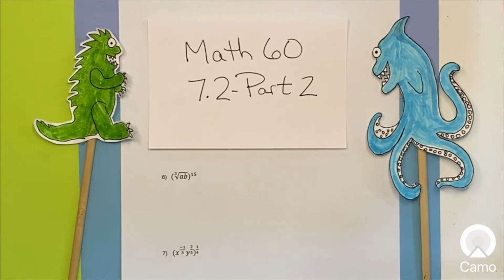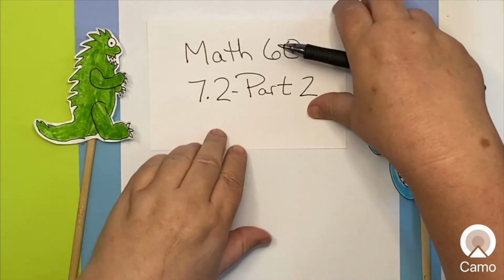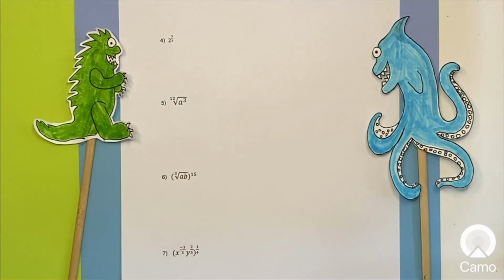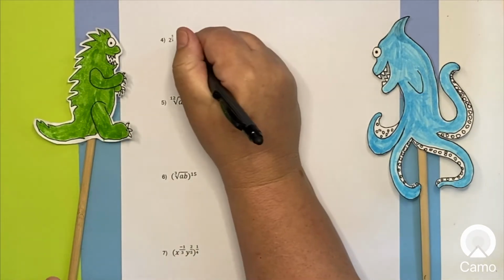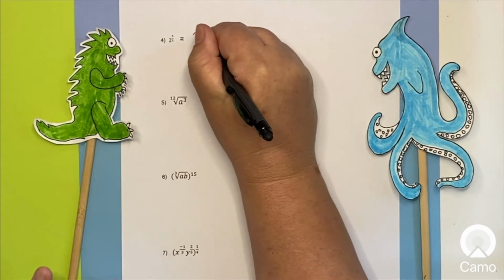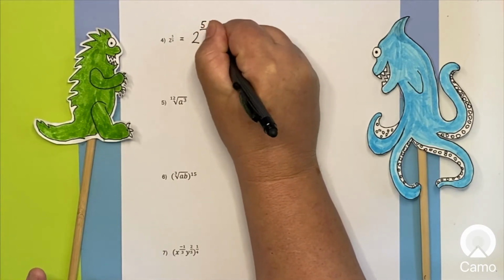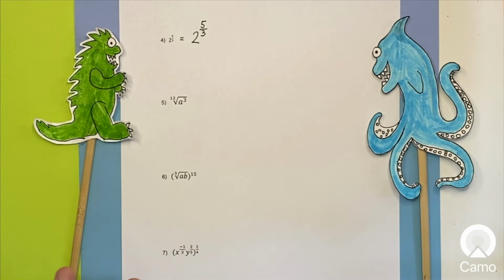We are recording. This is Math 60, and this is 7.2 part 2, and we are simplifying expressions with radicals. Specifically, we're going to be playing with a lot of radicals, a lot of exponents that are in fractional form. So let's go ahead and get started with number 4, and let me write it bigger so it's easier to see. 2 to the 5/3.